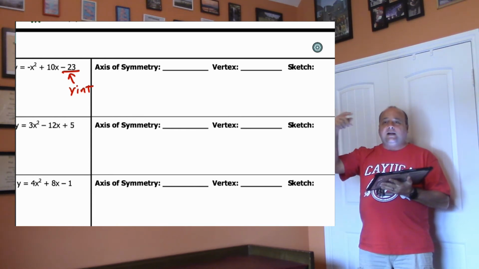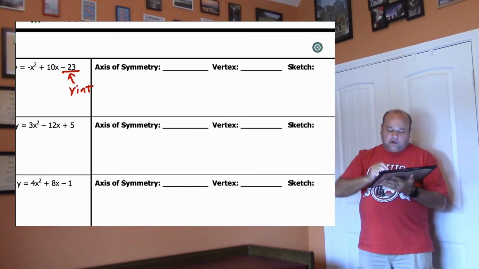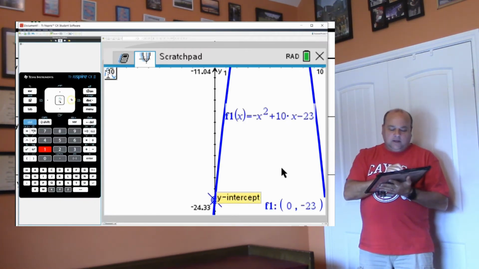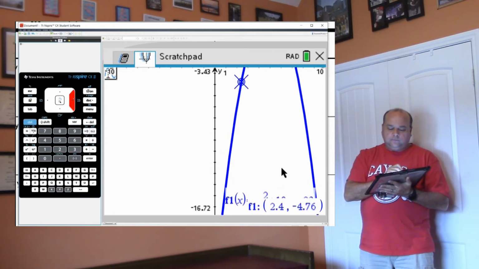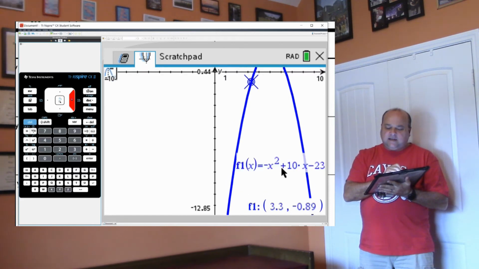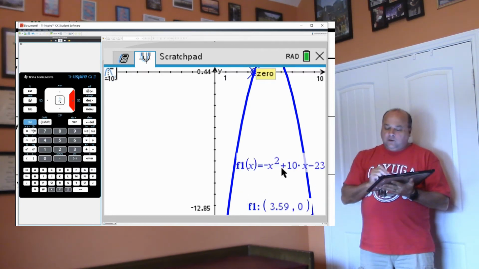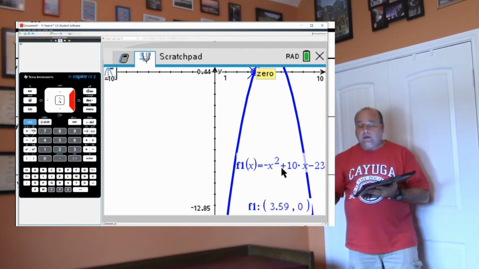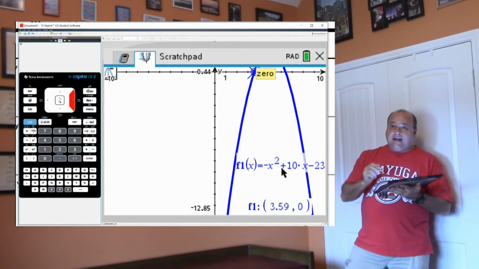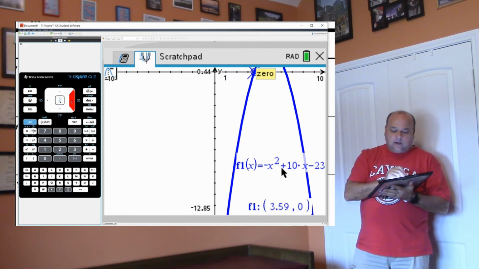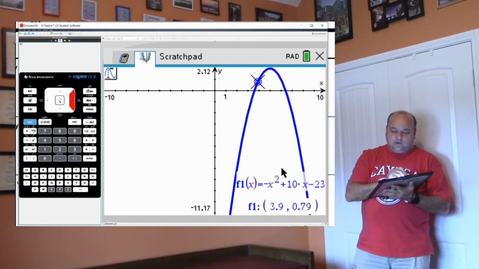So on this one, we're not going to do the -b over 2a. We're just going to trace to it, okay? So we're going to hit the right arrow button until we get to the vertex. Notice when you cross the x-axis, something special happens. When you get to the x-axis, it's a 0. On this one, it's 3.59, 0. And we'll talk about how to get that answer later. Okay, but I'm going to keep going until I get to the top.